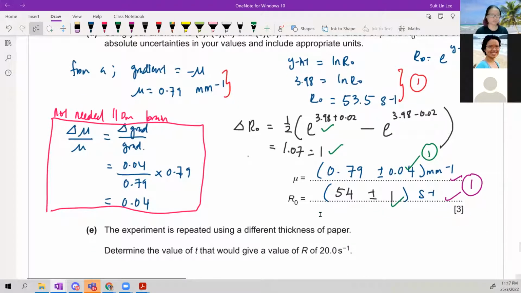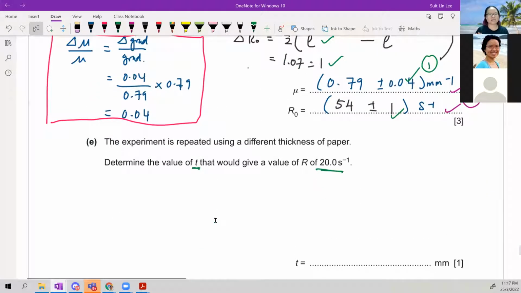Anyway, the last part here for 1 mark: the experiment is repeated using different t. Determine t that will give R this much. I say a silent thank you that they are not asking me to find the absolute uncertainty.